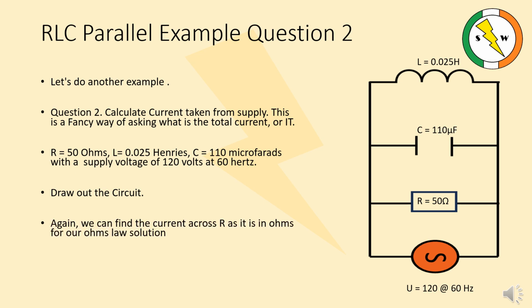Again, we can find the current across R, as it is in ohms for our Ohm's law solution. IR equals U over R. IR equals 120 over 50. IR equals 2.4 amps.